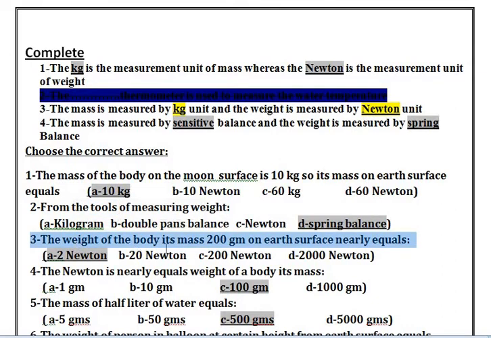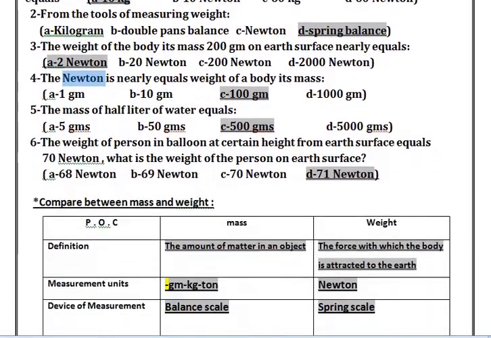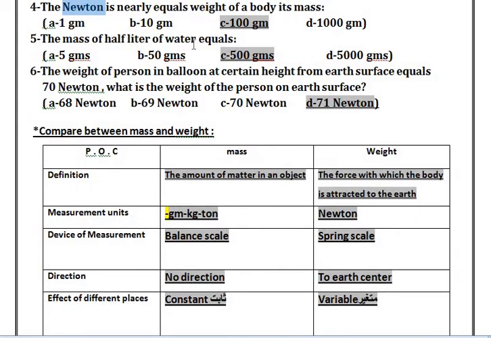The weight of a body whose mass is 200 gram: 100 gram equals 1 Newton, so 200 gram equals 2 Newton. The Newton equals 100 gram. The mass of half a liter of water equals 500 gram, because a liter equals 1000. Half of 1000 equals 500 gram.